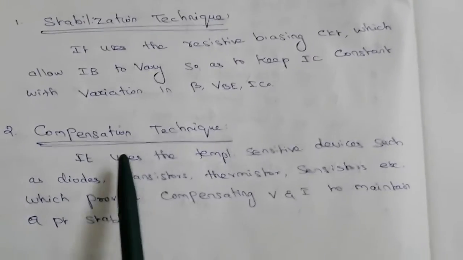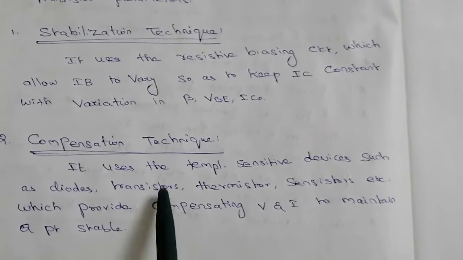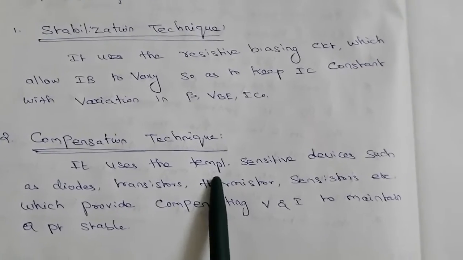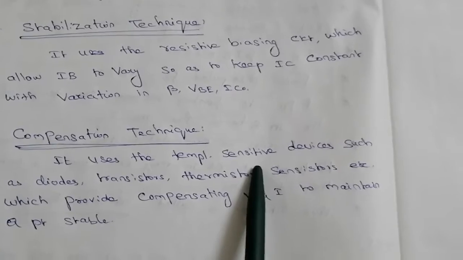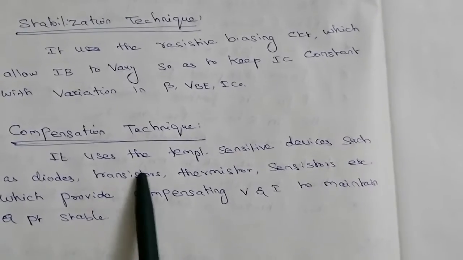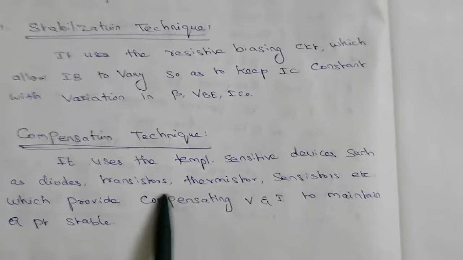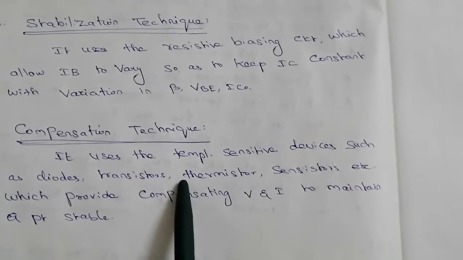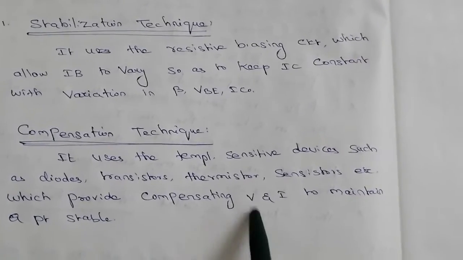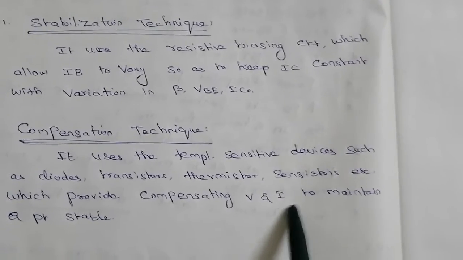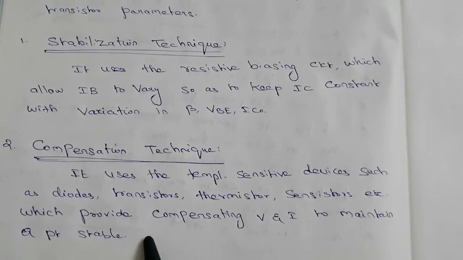And the next technique is the compensation technique. So in this method, how are we going to keep the collector current constant? In this method, we use temperature sensitive devices such as diodes, transistors, thermistors, sensors, etc. So these temperature sensitive devices are going to counter the temperature effect. By this way, we compensate the voltage and current, that is the operating point, to maintain the Q point in a stable condition. Is it clear?